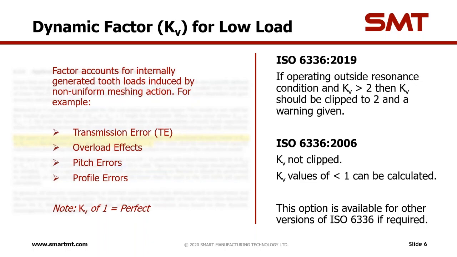Now, the main difference here is the fact that this is now clipped in 2019. In the 2019 version of ISO 6336, if operating outside the resonance condition and KV is greater than 2, then KV is clipped at 2, and we give a warning within the software as well. In comparison to 2006, KV is not clipped, and values less than 1 can also be calculated.